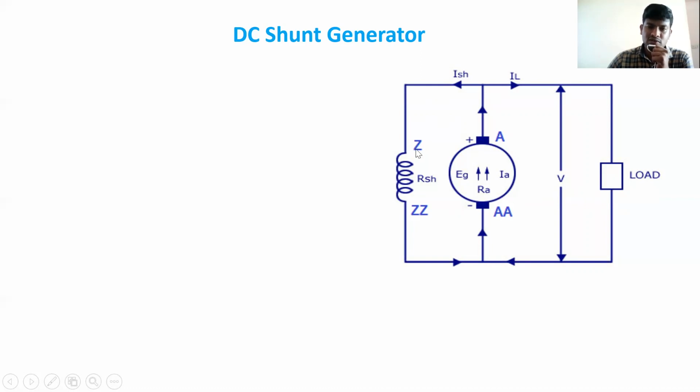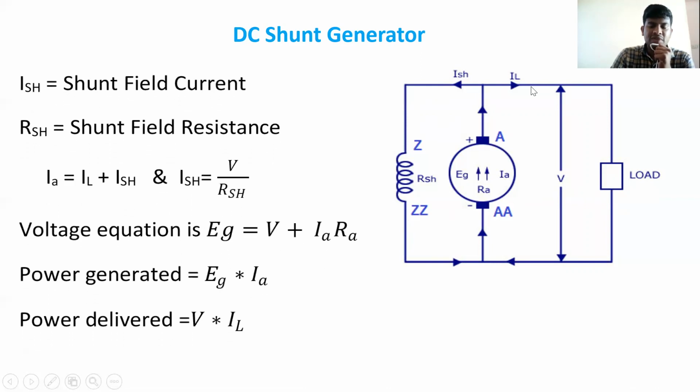Here the field is connected in parallel to the armature terminals. That's why it is a parallel connection, and that's why it is a shunt field generator. The shunt field generator is called a DC shunt generator. In this, initially the current is IA. That IA enters this node and divides into two. That's why IA equals IL plus ISH, and the current passing through this field is ISH.